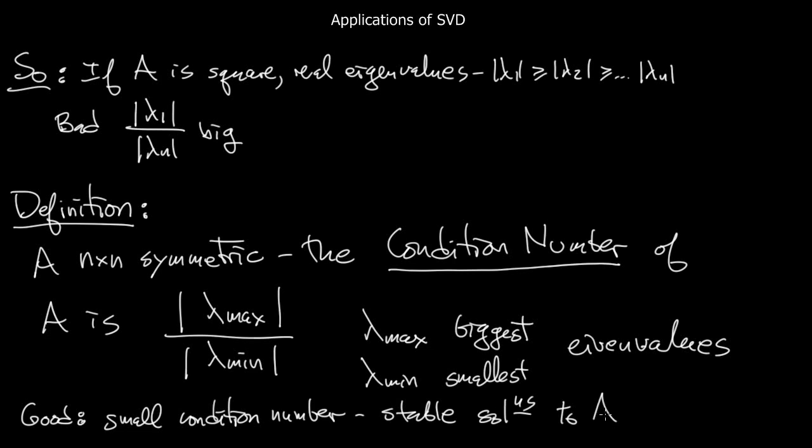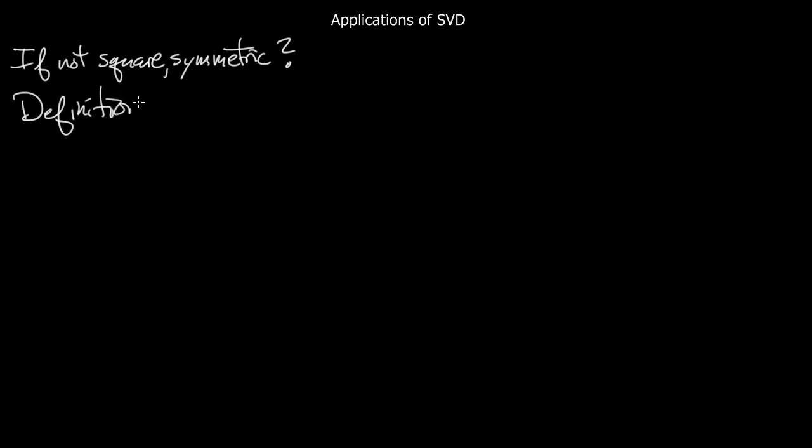And again, the small condition number says that solving equations Av = b is stable. It's sort of insensitive to perturbations of the vector b. Okay. Well, what if the matrix isn't square? What's the comparable notion? I mean, solving Ax = b is something you do all the time, even if A isn't square. And so here's the definition.